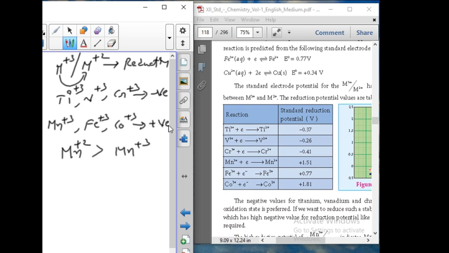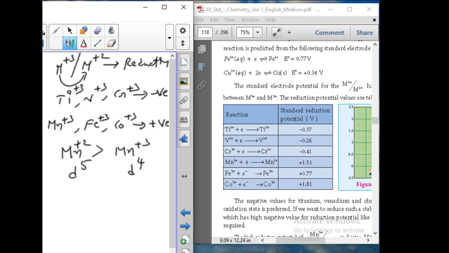This extra stability we can explain by electronic configuration: this is a d5 configuration we are getting and this is d4. Reduction potentials may look like a new concept, but these reduction potential values are already there in the electrochemistry chapter, where we can discuss clearly the reduction potentials of transition elements. Okay, this is the standard electrode potentials discussion.